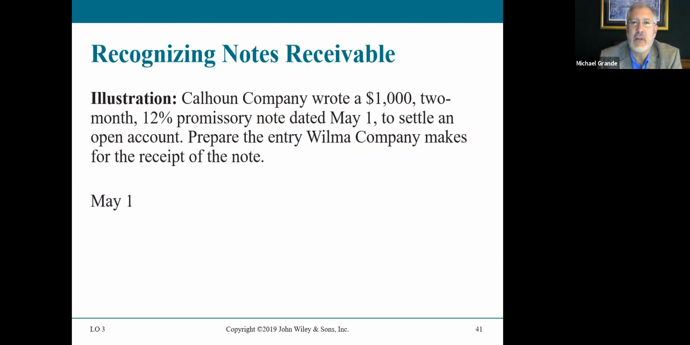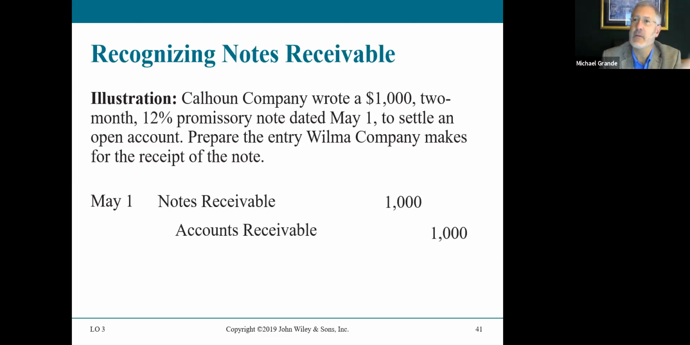Calhoun Company wrote a $1,000 2-month 12% note dated May 1st to settle an open account, a receivable. Prepare the entry Wilma Company makes for the receipt of the note. So they're exchanging a receivable for a note. Remove the receivable, increase the note receivable. The exchange there was they're exchanging an accounts receivable for a note receivable. Exchanging one asset for another.